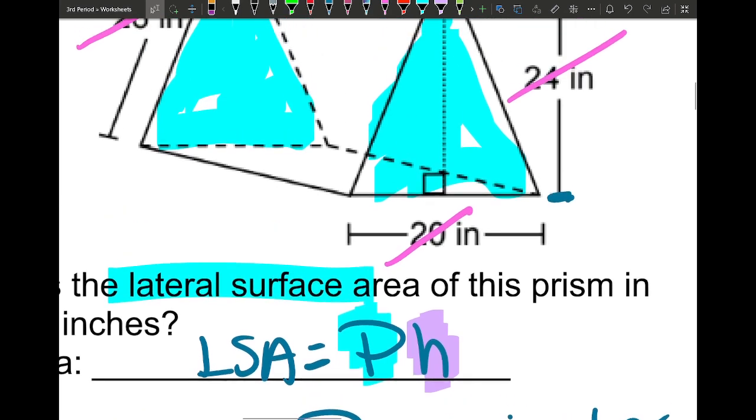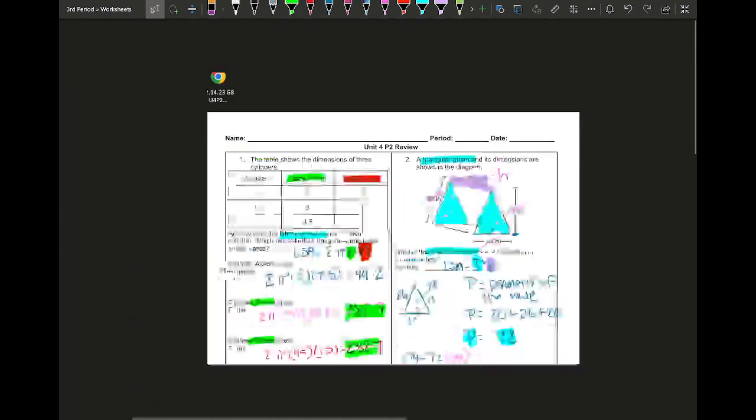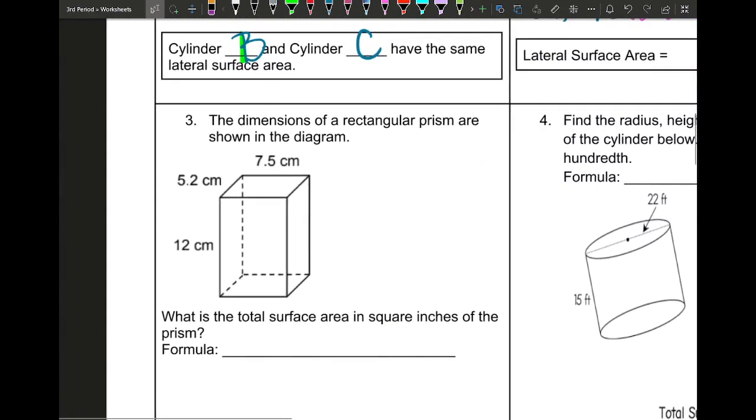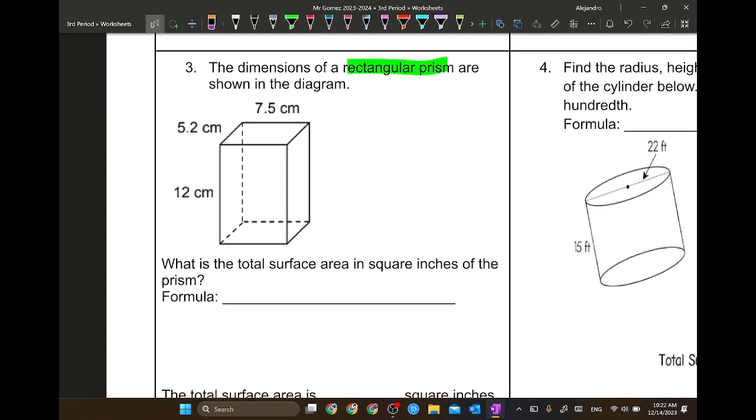We need that 24 if we're looking for the total surface area, and hopefully we have an example like that in a little bit. All right, let's go to number 3. The dimensions of a rectangular prism are shown in the diagram. What is the total surface area in square inches for the prism? So rectangular prism, the total surface area formula for this is going to be PH plus 2B.